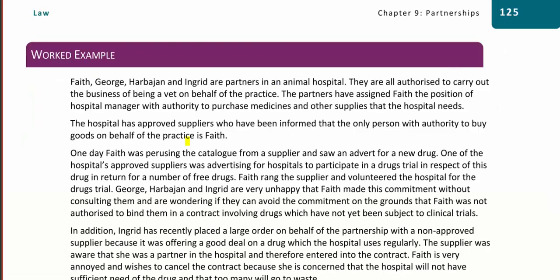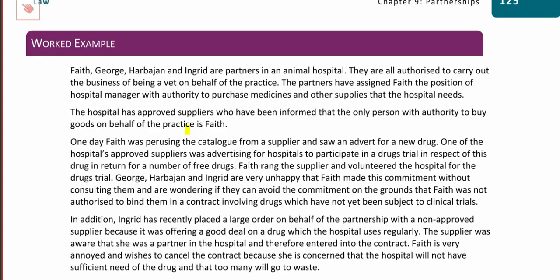Now, if that feels a little bit confusing, have a look at this example, because this should make it much clearer to you. So we've got Faith, George and Harbhajan and Ingrid, all partners in an animal hospital, all authorised to carry out the business of being a vet on behalf of the practice. Partners have assigned Faith the position of hospital manager with authority to purchase medicines and other supplies that the hospital needs. So at that point there, Faith has got actual authority.